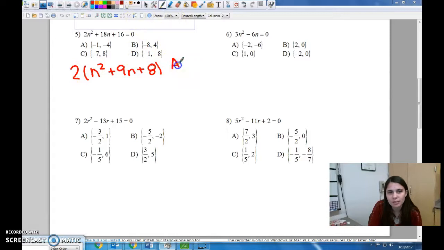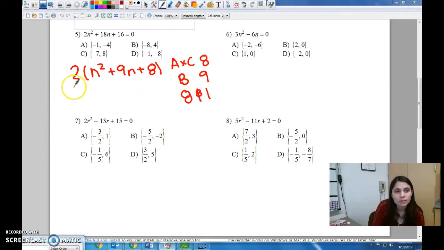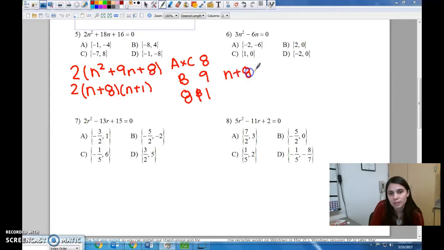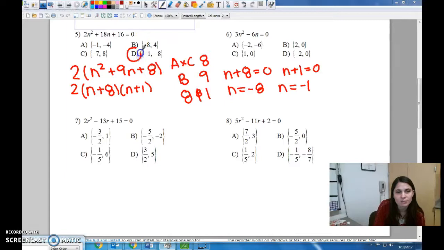So I can find my A times C, which is 1 times 8, or 8, and B is 9. So two numbers that multiply to 8 and add to 9 are 8 and 1. So this factors to 2, stays out front, and then I have an n plus 8 and an n plus 1. To solve, the 2 doesn't affect my solution. I just set each of these equal to 0. So I'll set n plus 8 equal to 0 and n plus 1 equal to 0. Subtract 8 from both sides, and n equals negative 8. Subtract 1 from both sides, and n equals negative 1. So negative 1 and negative 8 are my solution.